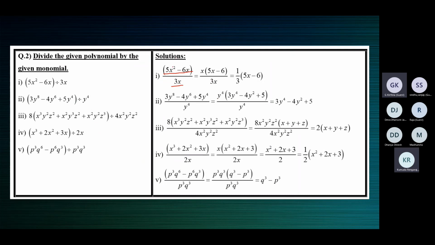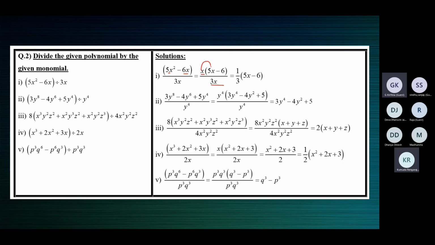So you can see that in the numerator, 5x squared and 6x have x in common. Bring it out. Whenever there is a common factor, bring out the common factor. That's a golden rule. Do that first. Whenever there is a common factor, bring out the common factor. 5x squared minus 6x by 3x. Denominator 3x as it is. In the numerator, between these two terms, x is common. Bring it out.